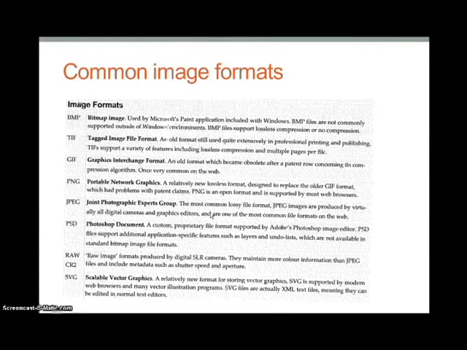JPEG is Joint Photographic Experts Group, and is the most common lossy format, which again means that it loses some of its quality. JPEG images are produced by virtually all digital cameras and graphics editors, and they're one of the most common file formats in the world.